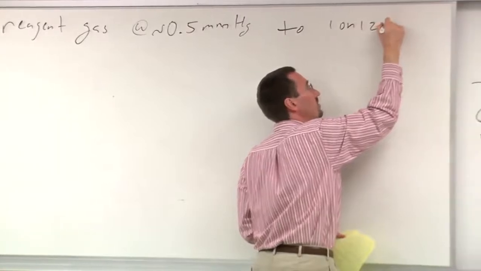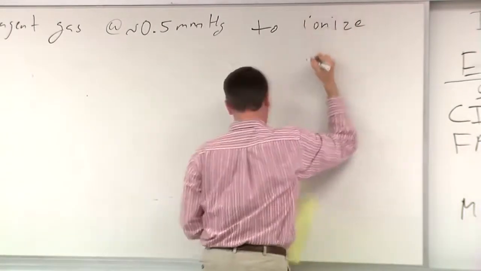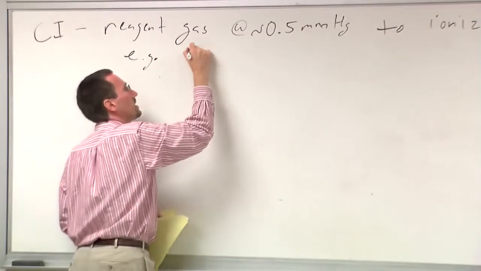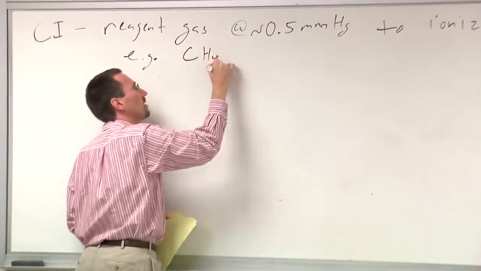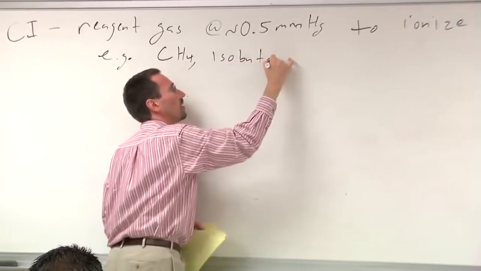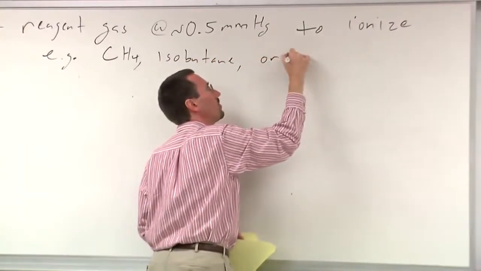And what they're doing is making acids. So for example, as I said, methane, isobutane, or ammonia.